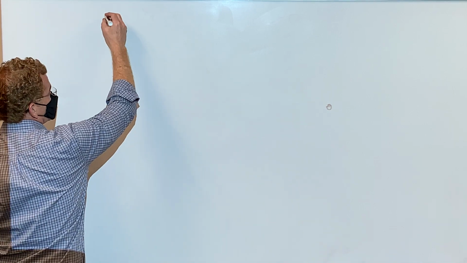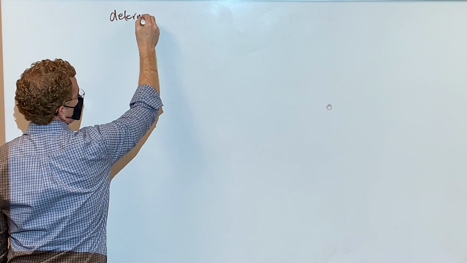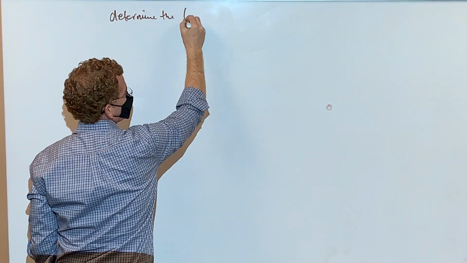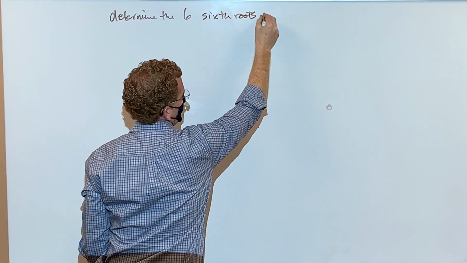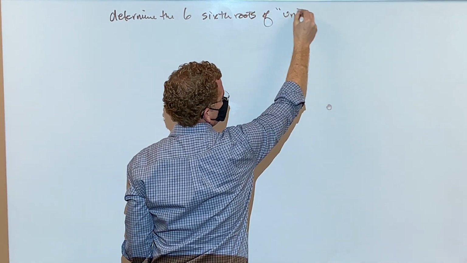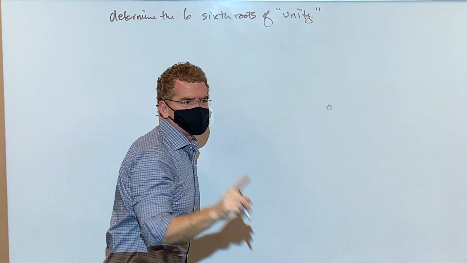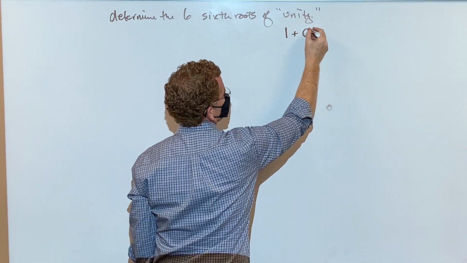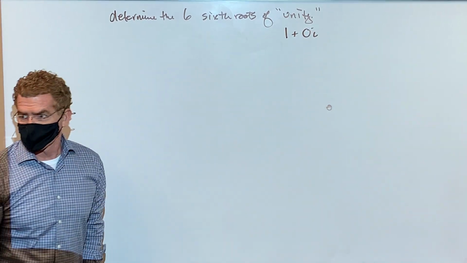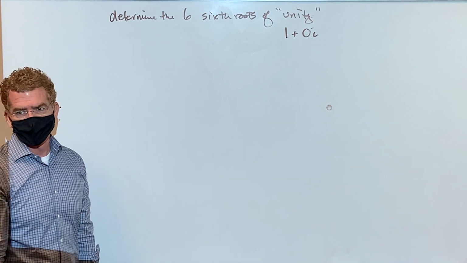So if I were to say, determine the sixth roots of unity, I'm basically saying the sixth roots of the number 1. And the number 1 is technically 1 plus 0i. Right? So I'm asking you to find the sixth roots of that.